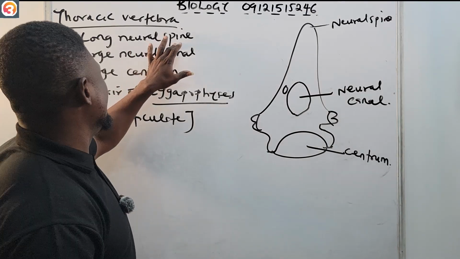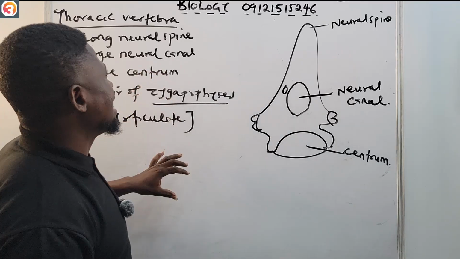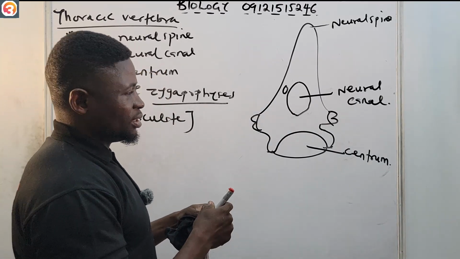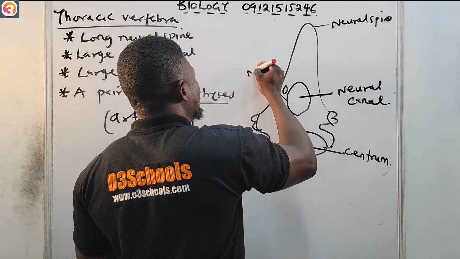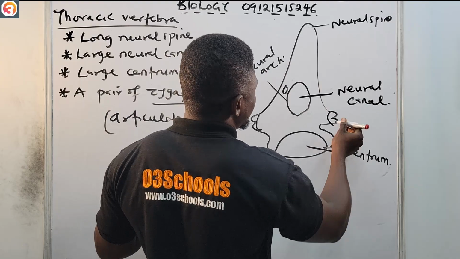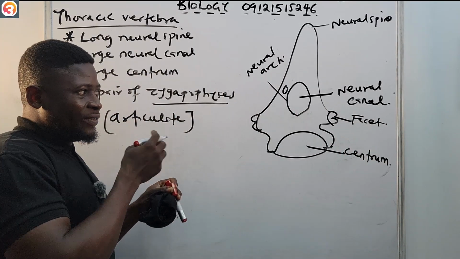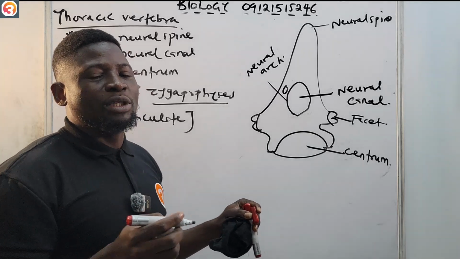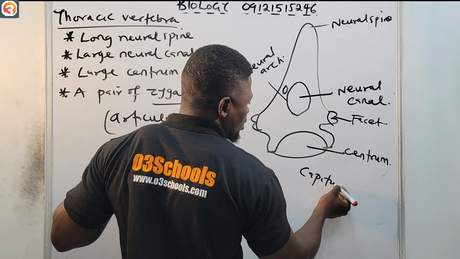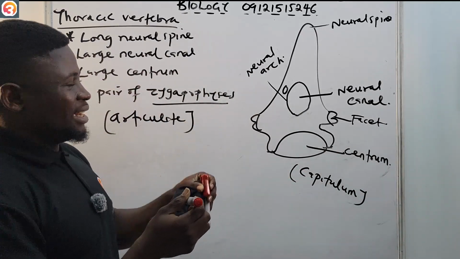Okay, a long neural spine, a large neural canal, a large centrum, and a pair of zygapophyses, so that it can articulate with other vertebrae. Then we have something here called the neural arc. Then this is the facet. The facet articulates with the capitulum. Please take note of that.